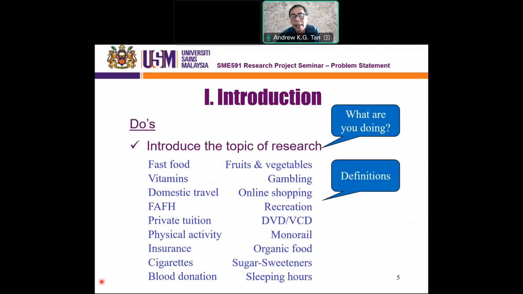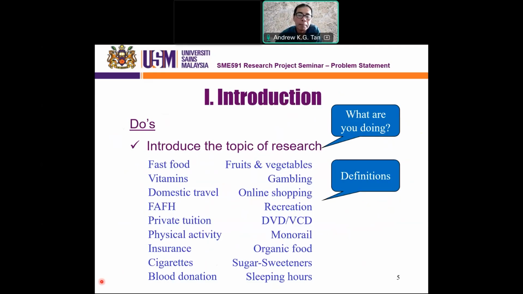Sleeping hours means that they measure the demand of hours of sleeping by individuals. If it is greater than 8 hours a night, that means it's considered as adequate sleeping hours. Or if it is less than 8 hours per night, it is considered as inadequate sleeping hours. So you need to introduce the topic. You need to introduce what you are doing in the introduction of your research.